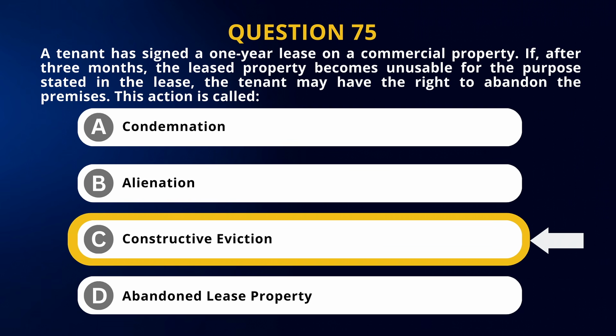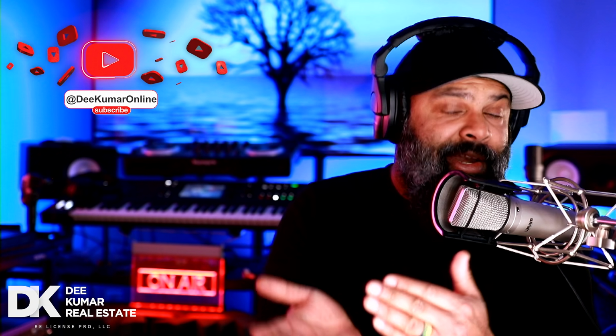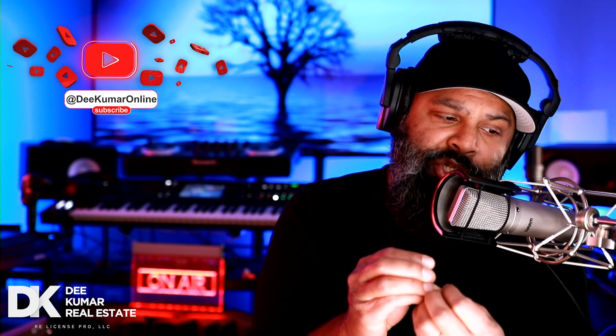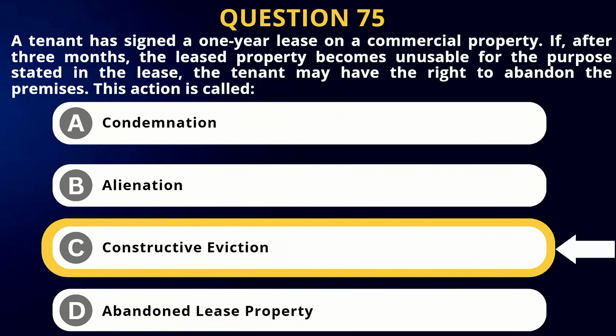This is a textbook definition of what a constructive eviction is, and you want to know what that is. Again, they were crafty here in this question. Condemnation and alienation, kind of similar, right? They're playing around with these vocab phrases. Both are real legitimate things. And abandoned lease property, I would throw that away. But you might say, if you didn't know any better, that abandoned leased property is the answer. But the reality is that in this condition, where the tenant may have the right to abandon the premises, that's known as a constructive eviction.